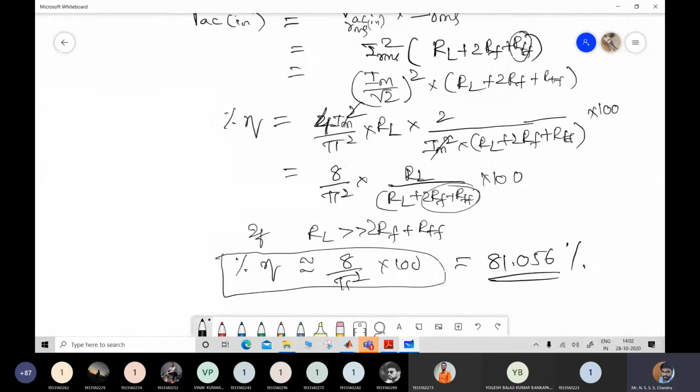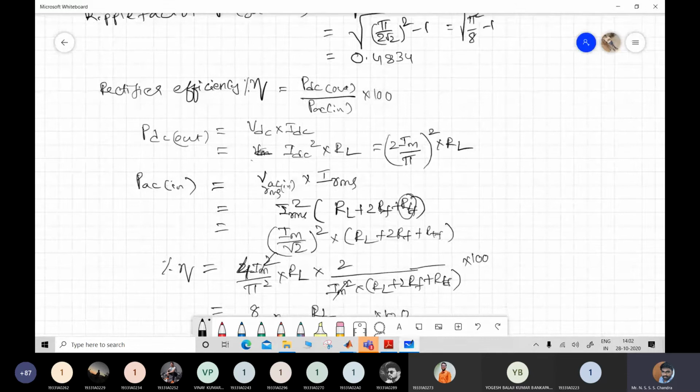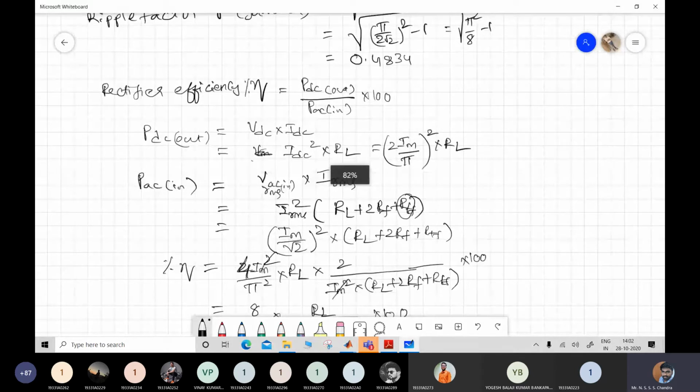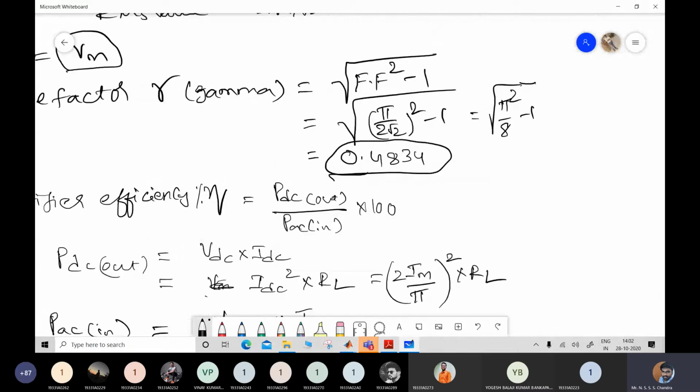Now compare the ripple factors also. In the previous derivation we have done the ripple factor gamma. So what's the gamma value you got? 0.4834. Okay, so this is 0.4834. What's the gamma in the half wave rectifier? You got 1.1, sir. Should it be a large value or a small value? Which one is preferred? Small value.